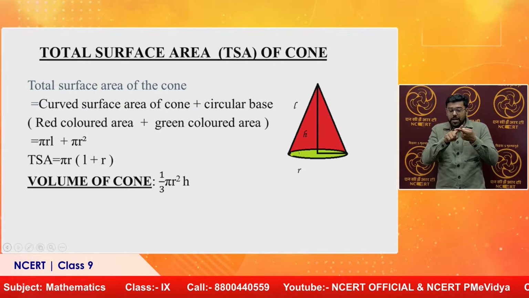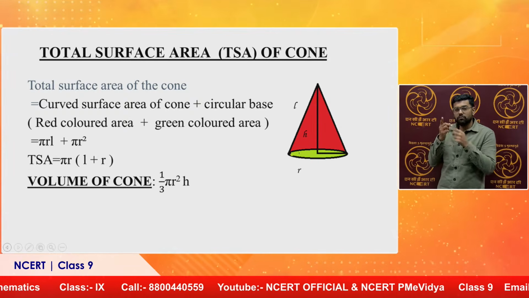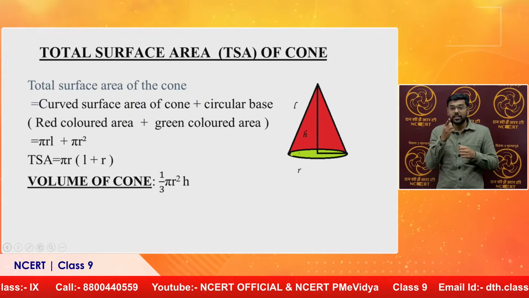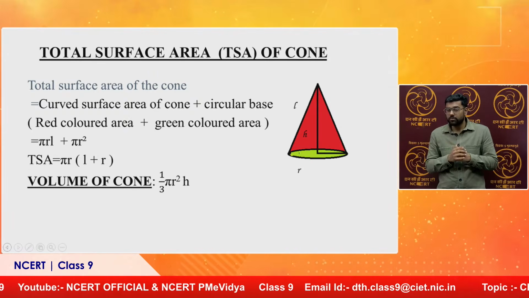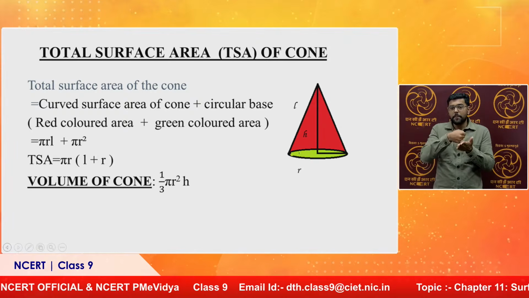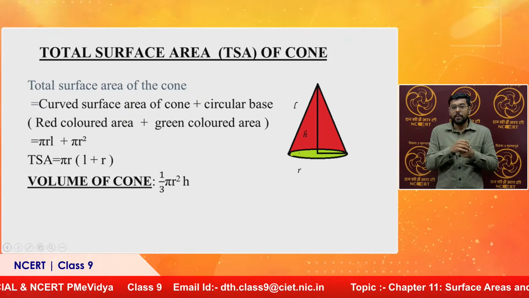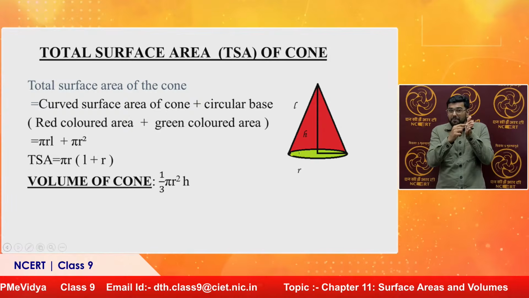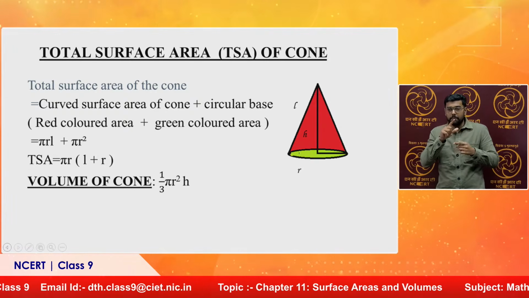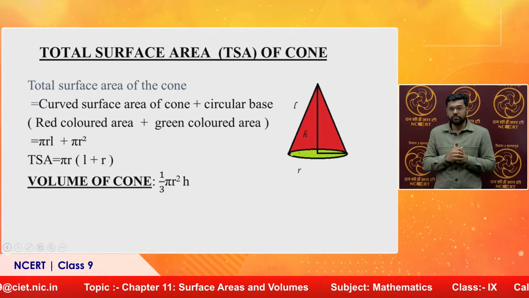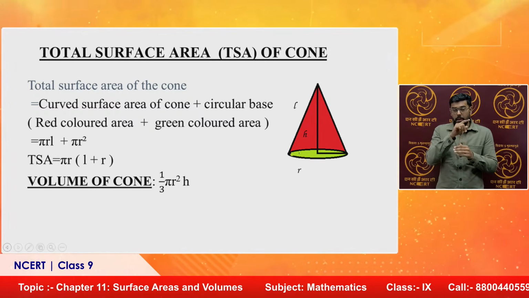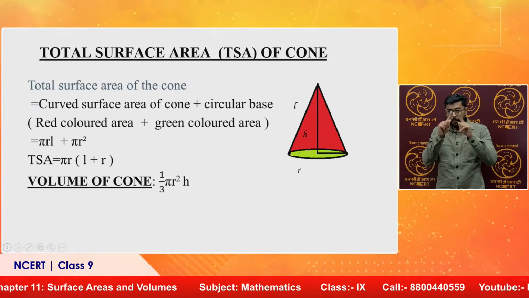That means in the figure, can you see the red colored area is the curved surface area and the green colored area which I just now showed you is the base area. So, the formula will become pi r L plus pi r square. Here pi r is common and we have inside the brackets L plus r. So, the total surface area of the cone is pi r into within brackets L plus r.